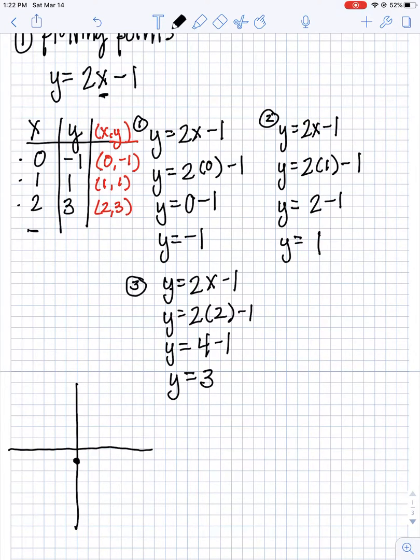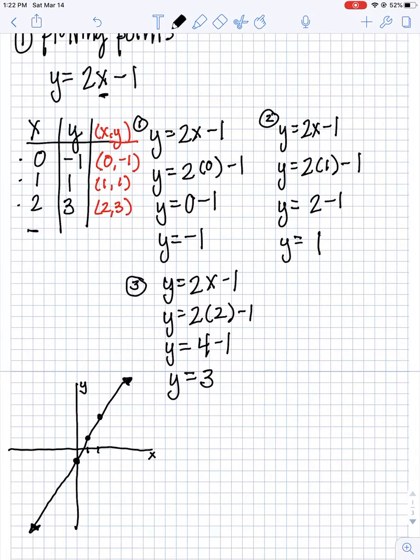The next ordered pair is 1, 1. So I go over 1 on the x-axis. Again, this is the x-axis and this is the y-axis. I go over 1 on the x-axis, up 1 on the y-axis. So there it is, 1, 1. And then if I go again, the next one was 2. So I go over to 2, and I go up to 3, 2, 3. And so then I would connect these ordered pairs.